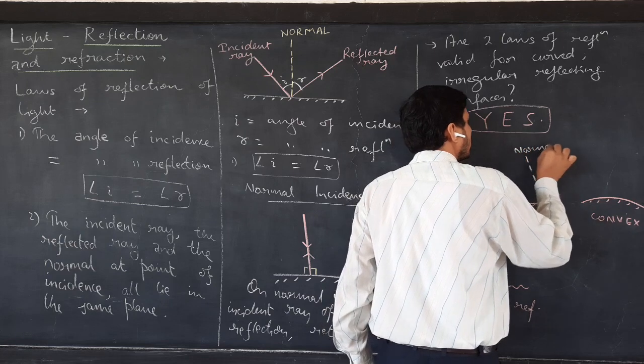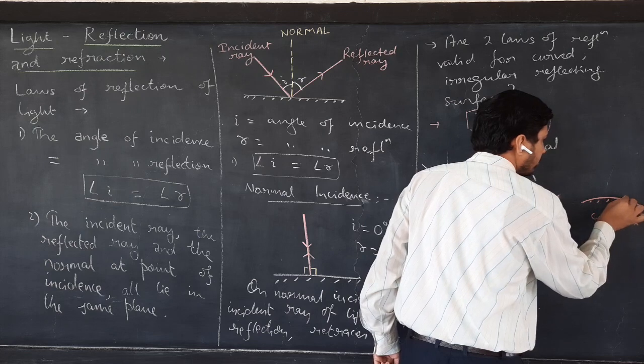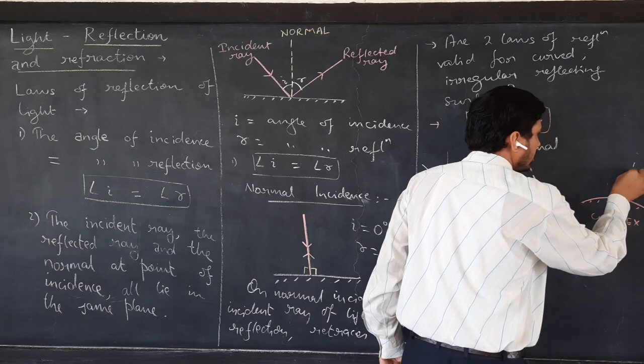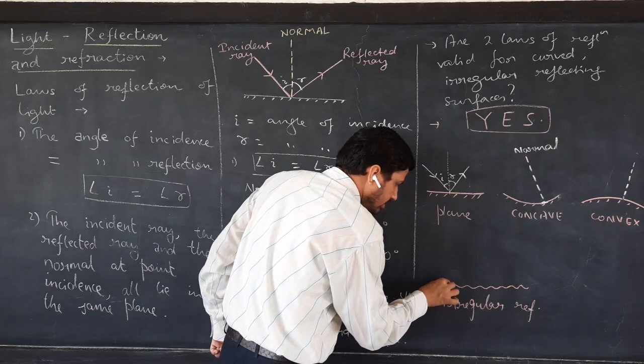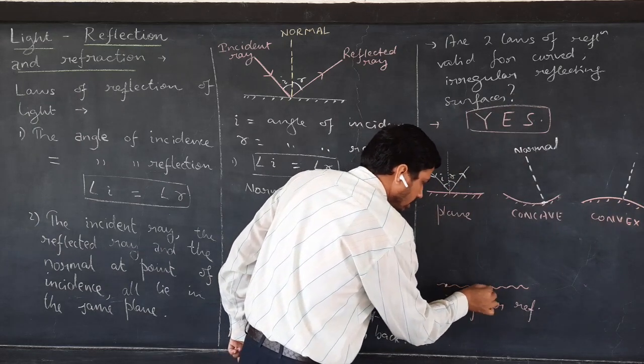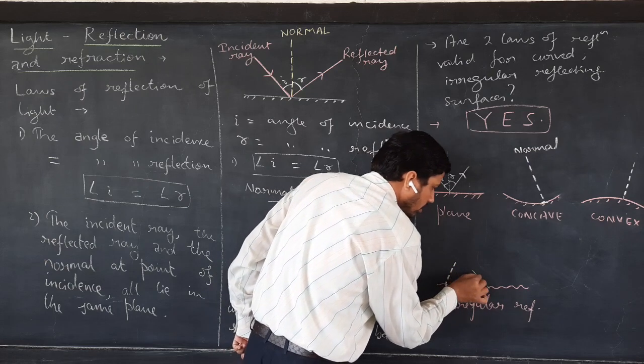Let us first draw the normals. Here, suppose I choose this point. Then this is the normal. Here, let me choose two points, one here and one here. Here, this will be the normal, and here, this will be the normal.